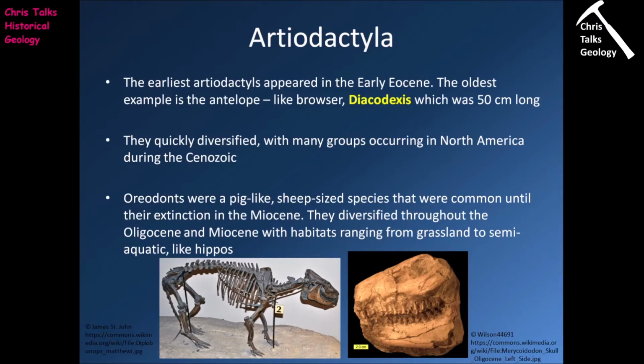So the first group we're going to look at are the Oreodonts, and this is a group of pig-like grazers who were approximately the size of sheep. They were a very common group until their extinction in the Miocene.